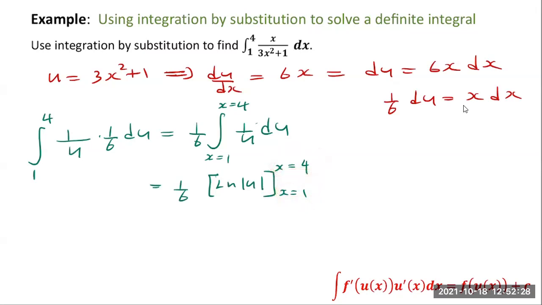Now, what do I have to do? Now remember, I have to get this as a function of x, not as a function of u, because I have x limits here. I'm going to live with x limits till I get the final answer. So I'm going to replace this u by my substitution, 3x squared plus 1. This is equal to 1/6 ln of 3x squared plus 1, of course, the absolute value of that.